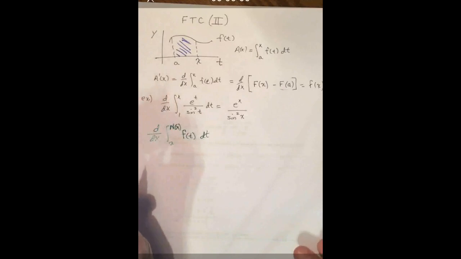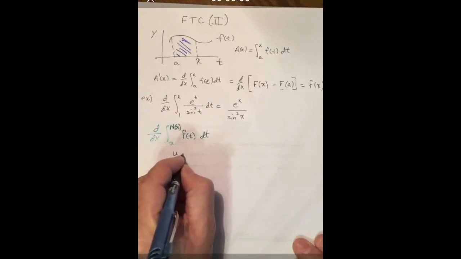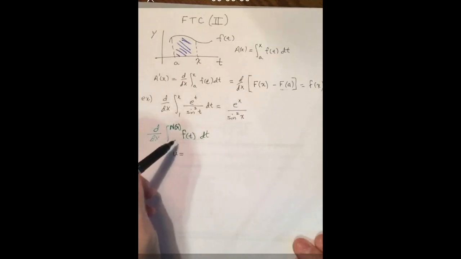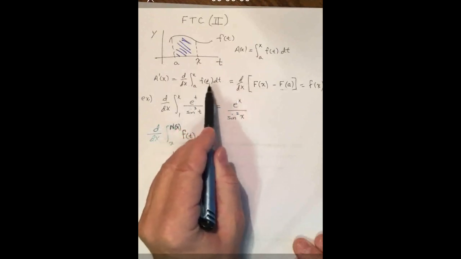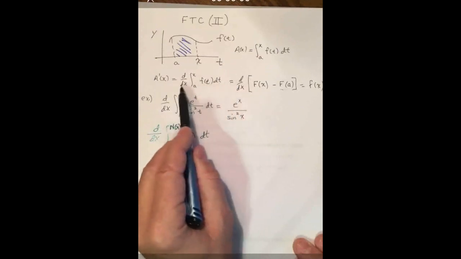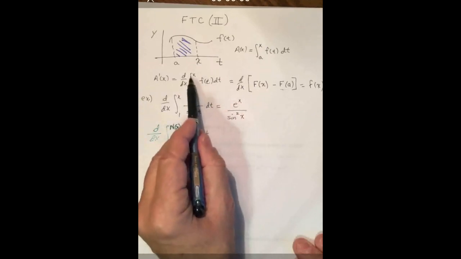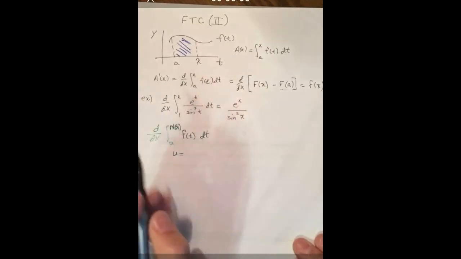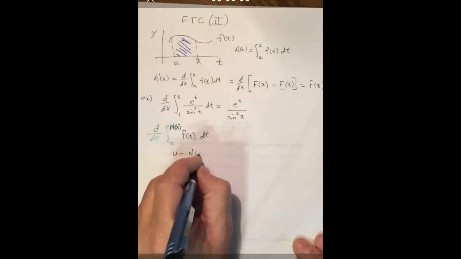Well, here's what we do. We're going to try to make this problem look like this formal definition here. We want to make this given problem look like this. Right here's where the difference is. Everything else in the problem's the same. So I'm going to let u equal that N of x.